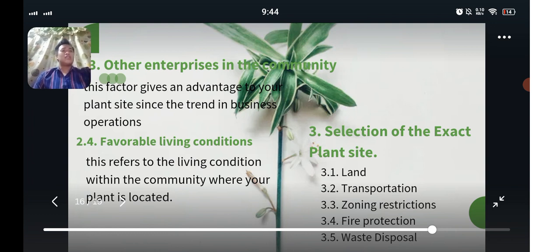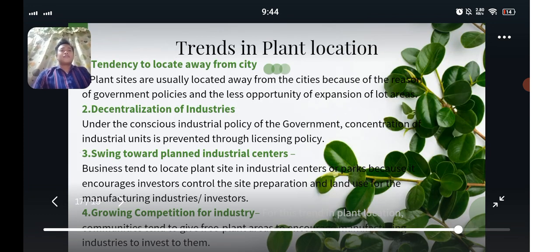Then the next slide is trends in plant locations. Number one is tendency to locate away from the city. Plant sites are usually located away from the cities because of government policy and less opportunity for expansion in a lot of areas. Because of government regulation and the limited potential for development, plant locations are typically found outside of urban areas.